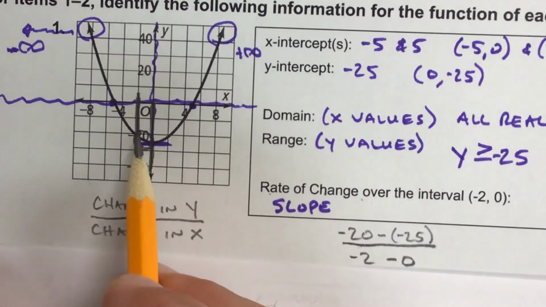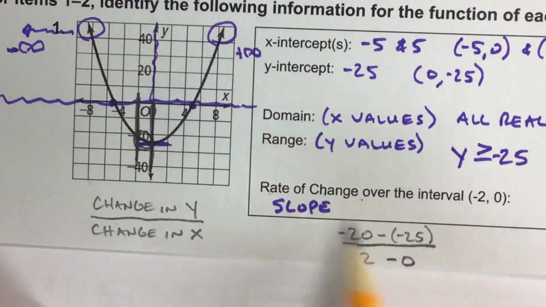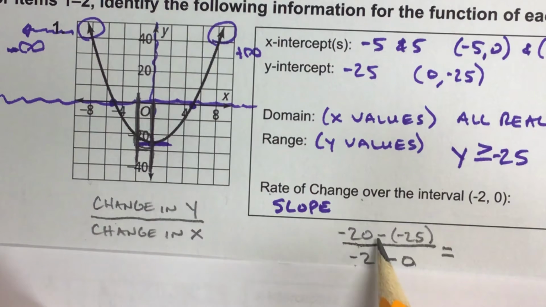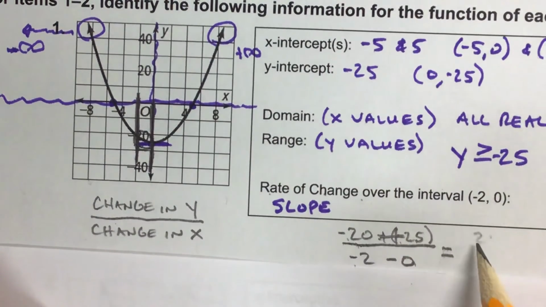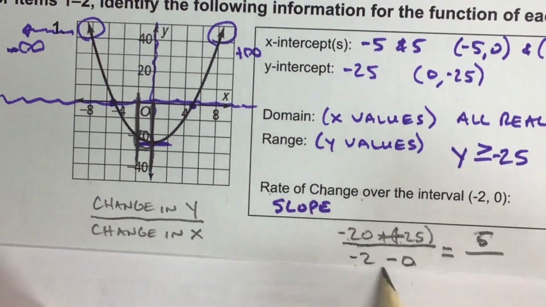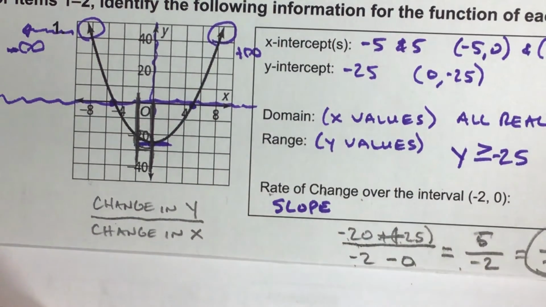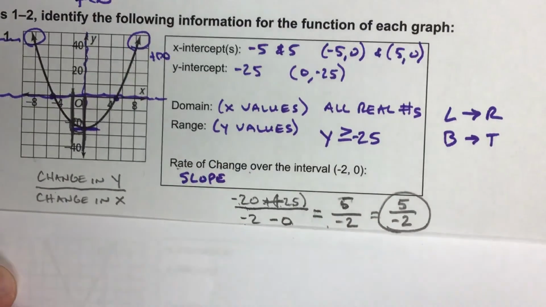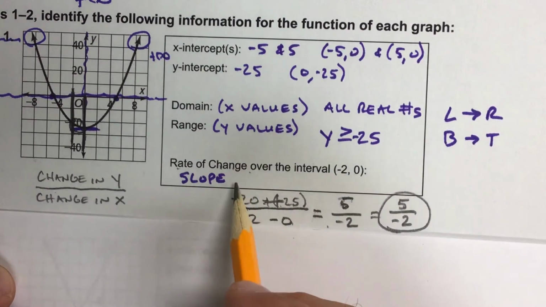So make sure that you're consistent. It's this point to this point. This point is negative 2, negative 20. This point is 0, negative 25. All right, so here we go. Now we say minus a negative is adding. So 25 minus 20 is 5, over negative 2 minus 0, so negative 2. So the rate of change is 5 over negative 2. That would be the rate of change.